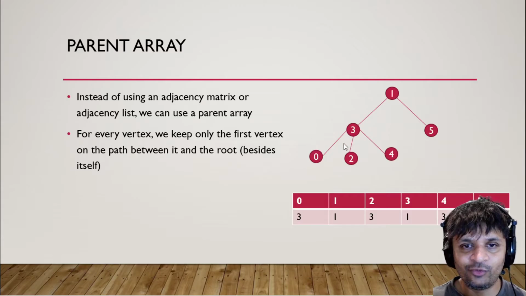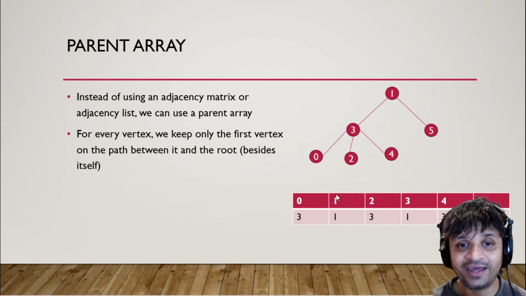If we look at vertex 0, its parent is 3, so we put 3. Vertex 1 is the root, so we make it its own parent just as a way of signifying which one is the root. The one which has itself as the parent is the root. Looking at vertex 2, its parent is 3. Vertex 3's parent is 1. Vertex 4's parent is 3. Vertex 5's parent is 1.